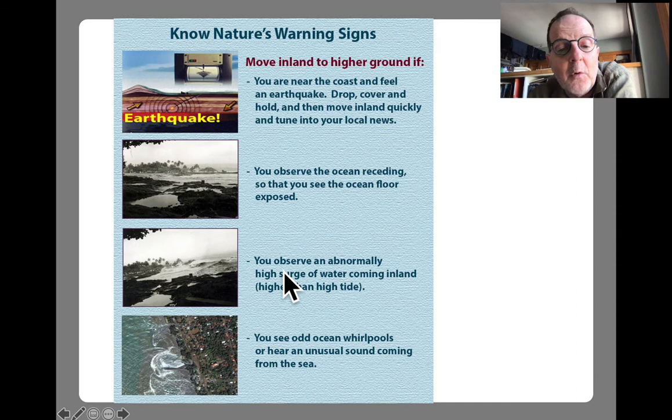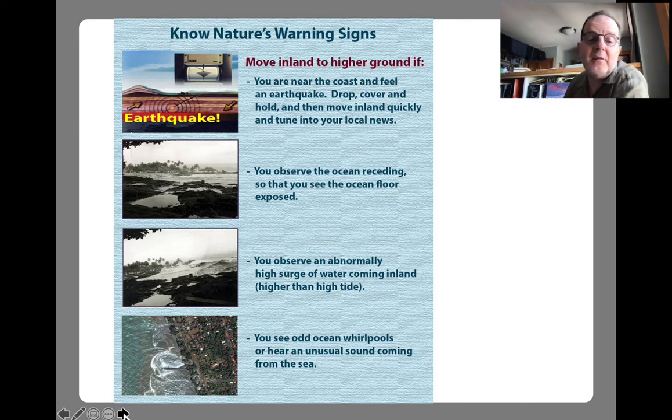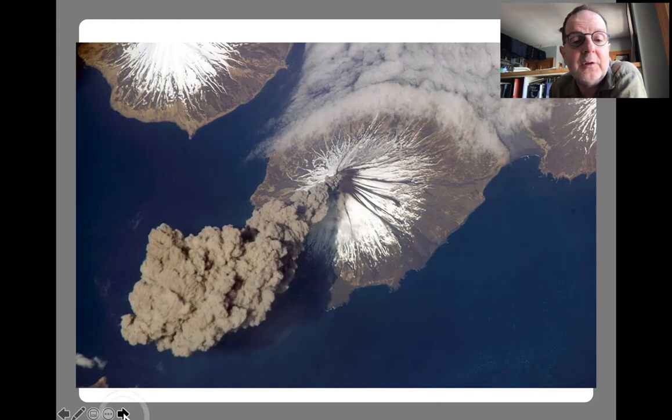So you've observed the ocean receding. Now you observe an abnormally high surge of water coming inland, and I'll show you some video of that. You see odd ocean whirlpools, or hear an unusual sound coming from the sea. The bottom line is that you need to be aware, and we hope now, since 2004, that there is a reliable tsunami warning system throughout the Pacific and Atlantic Oceans.